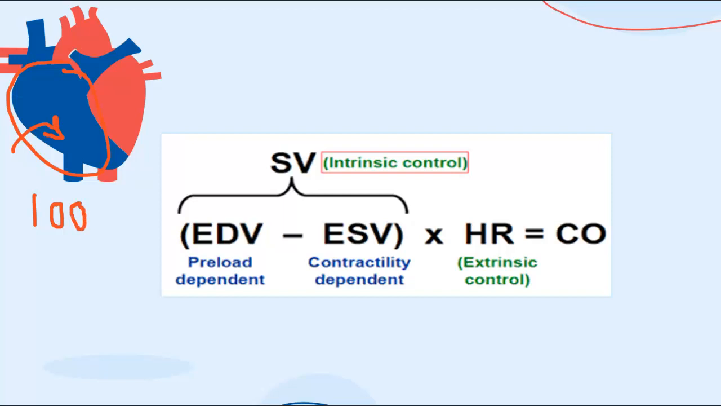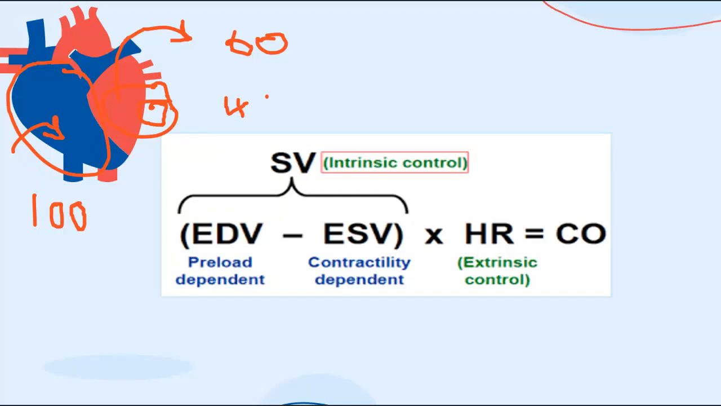And the end systolic volume is the amount of blood which remains in the left ventricle after the contraction. So after the blood is pushed out of the left ventricle, at the end of the contraction, there is always a volume of blood which is left in the left ventricle. Suppose the end diastolic volume is 100 and the amount of blood which is pushed out was 60, that means the end systolic volume which remains in the left ventricle is 40.